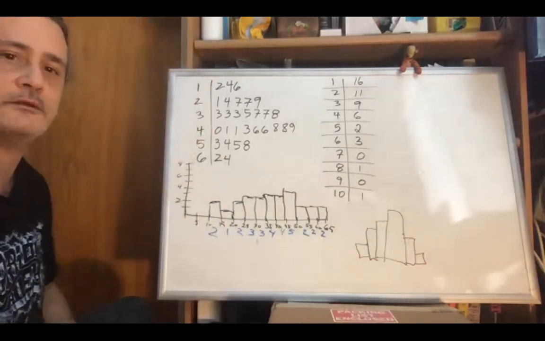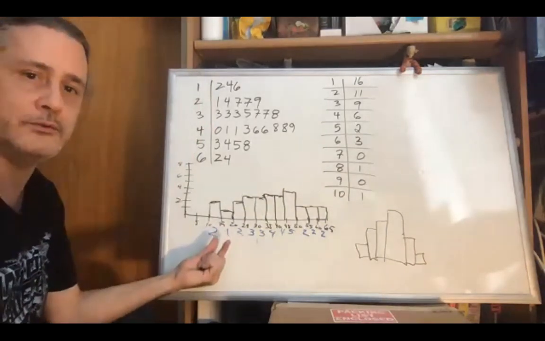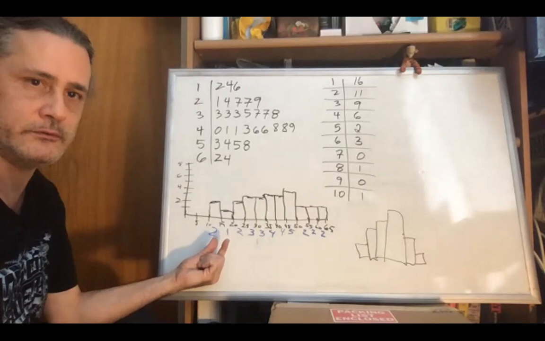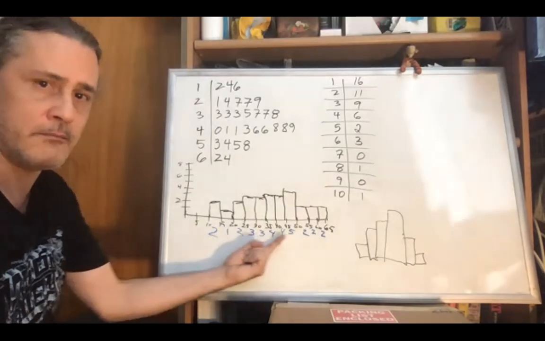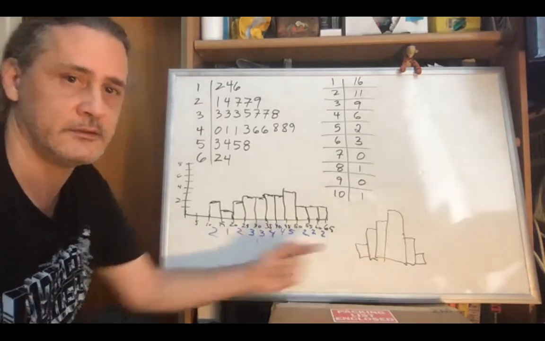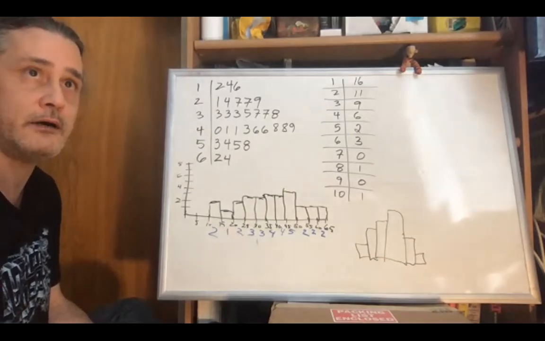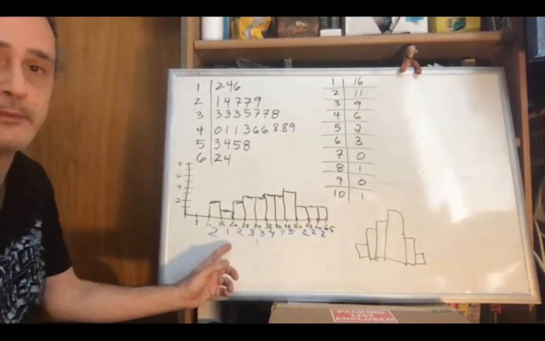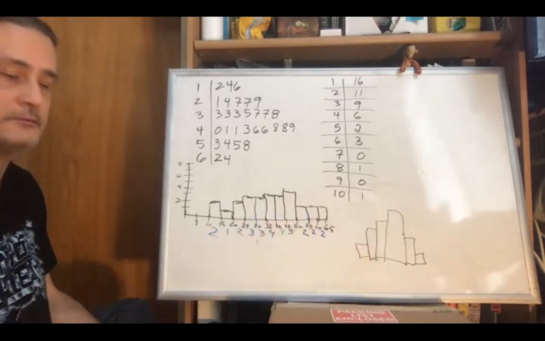Notice how different they look. And why is this? Because we used a different interval. Instead of going by 10s, we went by 5s. This looks more skewed to the left than this does. So when you organize data, it really depends on how you organize it. You can get a different perspective just by changing the scale of the x-axis.